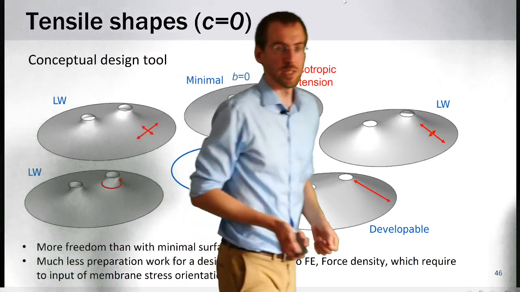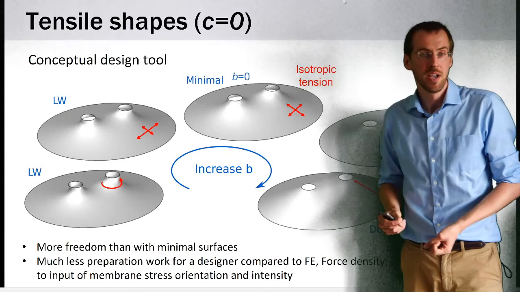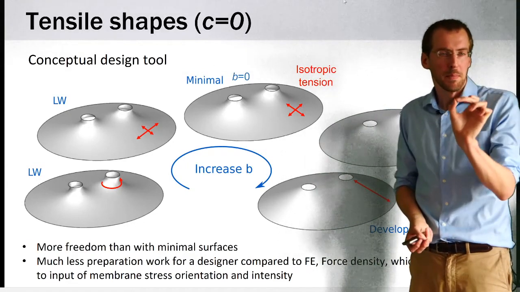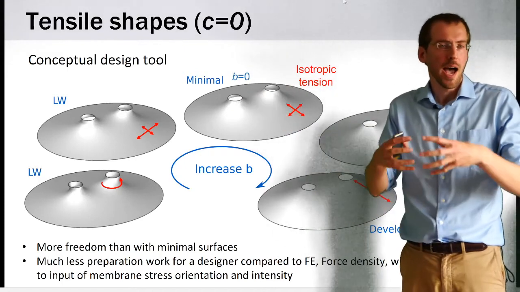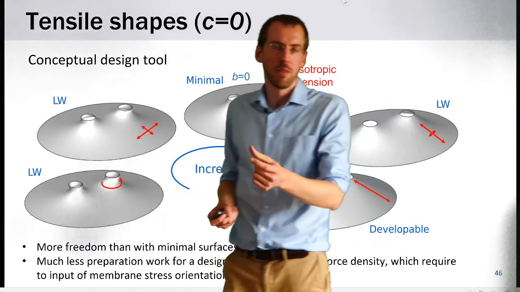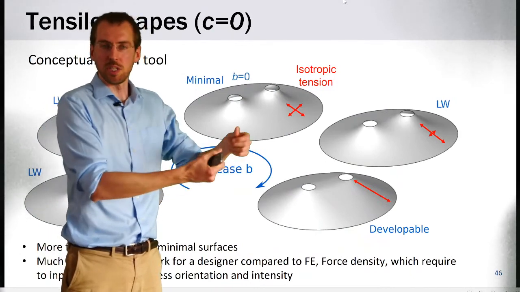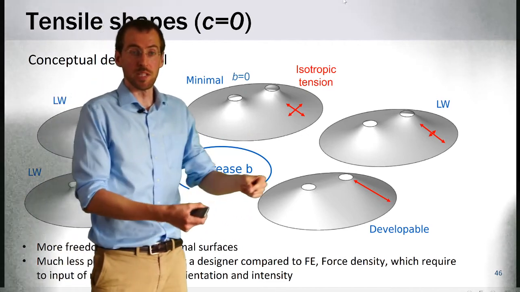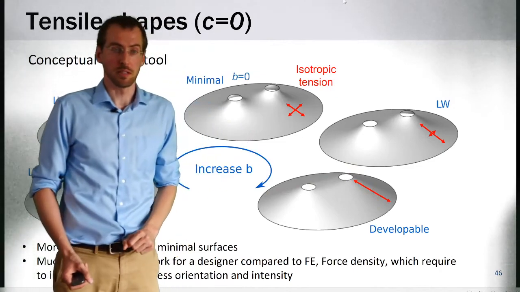So now this tool, you can use it directly to design tensile membranes. If you choose your parameter C equal to 0, you get shapes that are in membrane equilibrium. So if you choose B equal to 0, you get a minimal surface, a well-known surface with isotropic tension. Now by, for example, increasing the value of B, the geometry you would get would correspond to increasing the tension in the radial direction of your surface. And if you increase that tension to infinity, you actually get a developable surface.